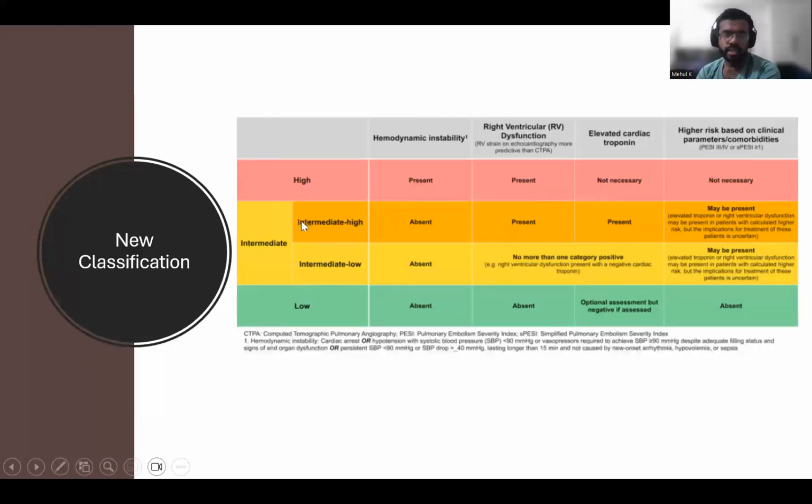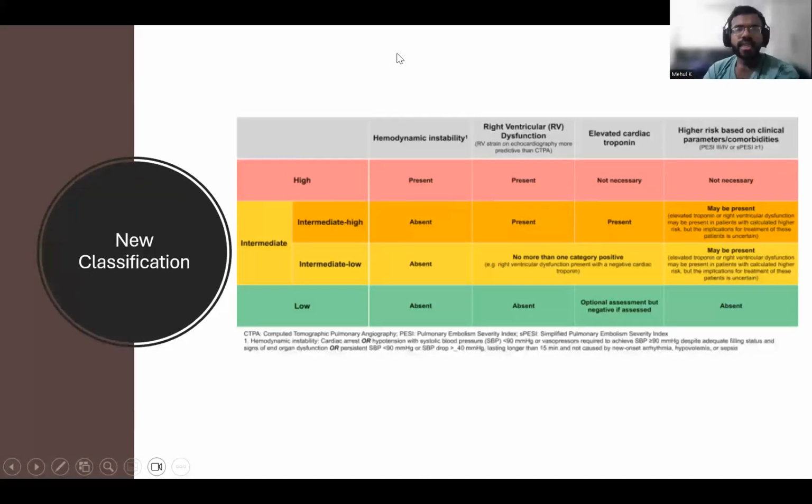So what is this about intermediate risk? In intermediate risk, we have RV dysfunction and elevated biomarkers. If both of these are present, if you have evidence of RV dysfunction either on the echo or on the CT scan, and you have elevated biomarkers, both of them are affected, that is intermediate high risk. If only one of them is positive, that is intermediate low risk.